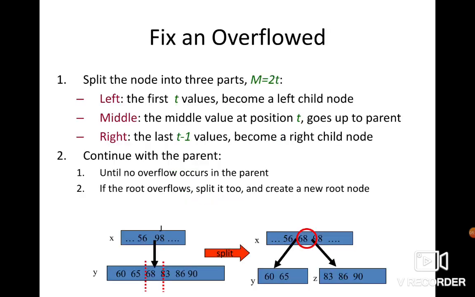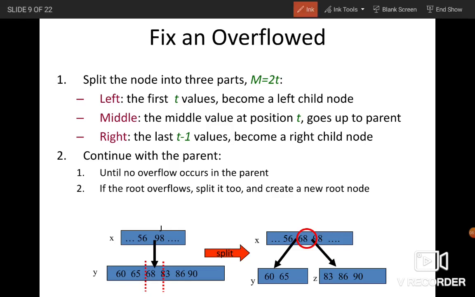We will see with one example how to fix an overflowed node. We have to split the node into 3 parts. That is, if the node contains 2T values, then you split that node into 3 parts: left, middle, and right. The first T values become the left child node. The middle value at position T goes up to the parent. The last T minus 1 values become the right child node.